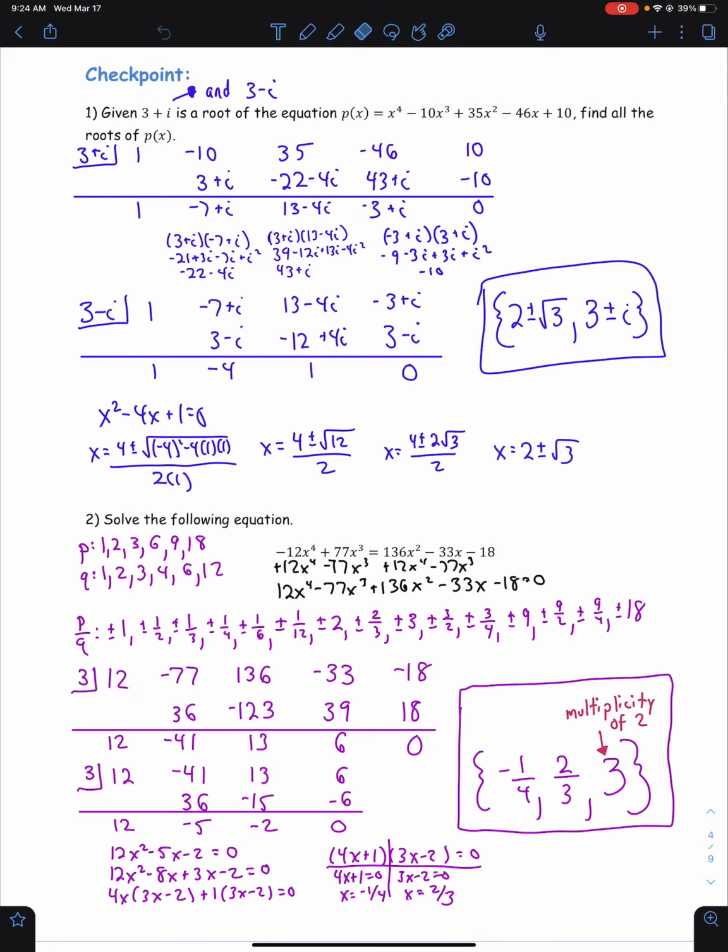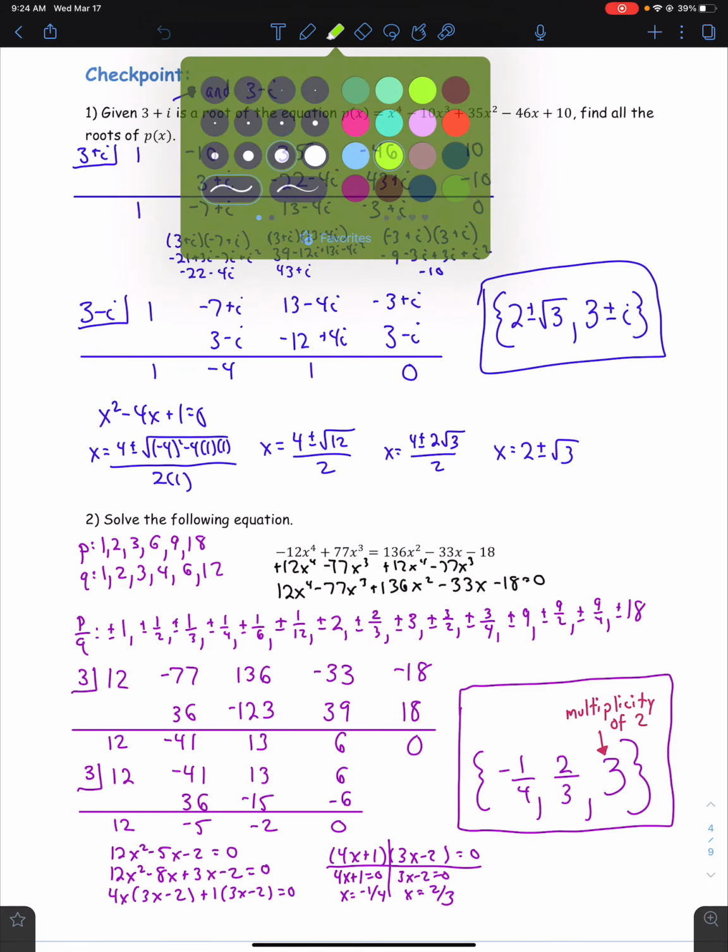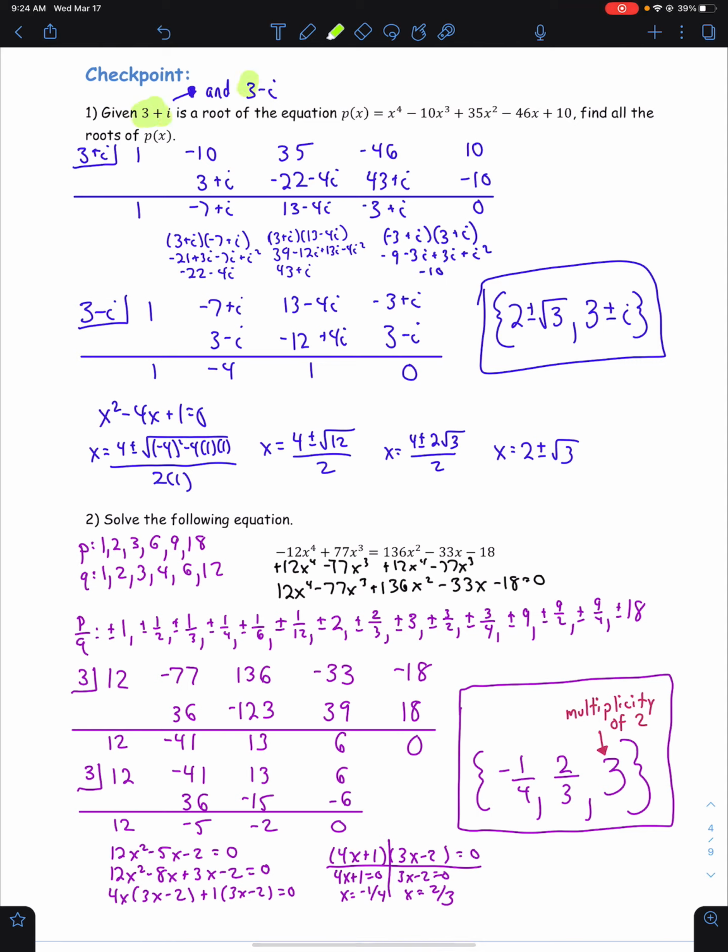Here's what I got for number 1. Big thing to start off here. If one factor is 3 plus i, we know the other one is 3 minus i. So that's what we use for synthetic division. And look at that. After we did synthetic division for both of those, we got a quadratic. So we could use the quadratic formula, because it was unfactorable, to solve. And here are my answers.